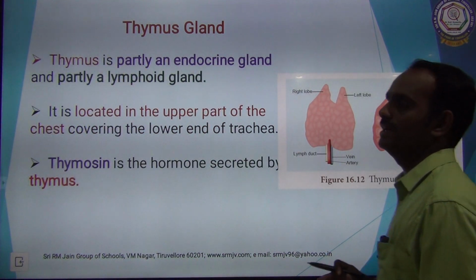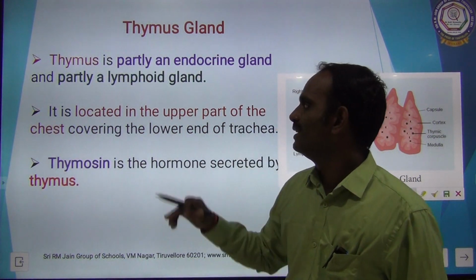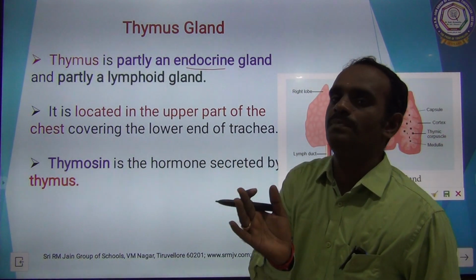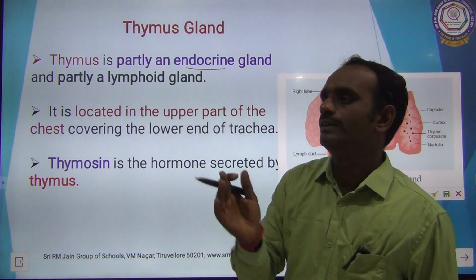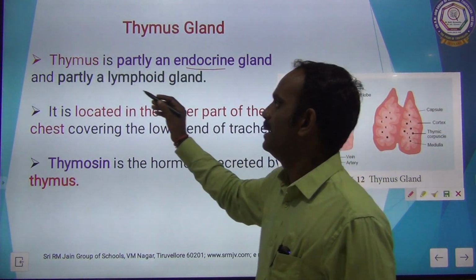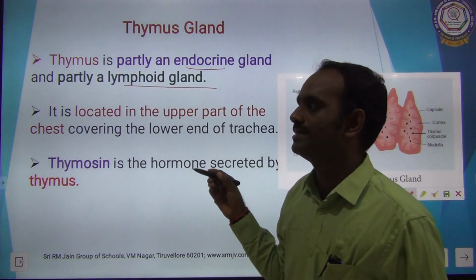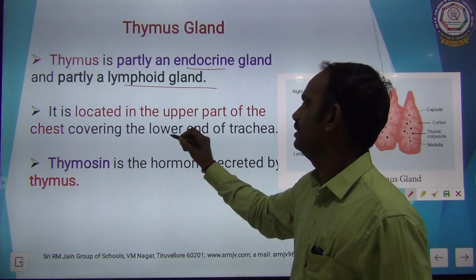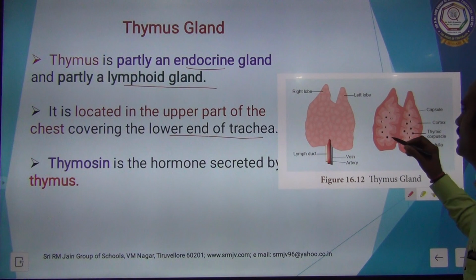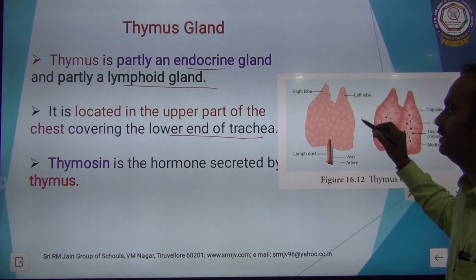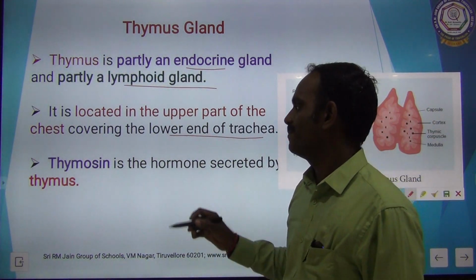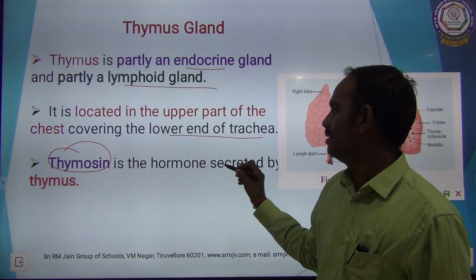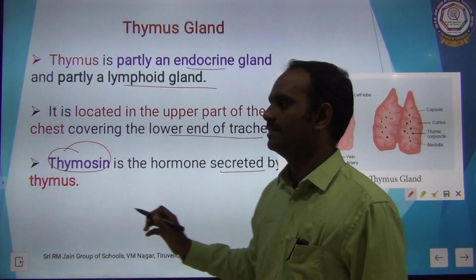Then the last one is the thymus gland. The thymus gland is partially endocrine. Endocrine means one part of the gland secretes what? Hormones. Partially they are lymphoid glands. It is located in the upper part of the chest, covering the lower end of the trachea. See here, the upper part of the chest covering the lower end of the trachea. Thymosin, the name of the hormone. Thymosin is the hormone secreted by the thymus.